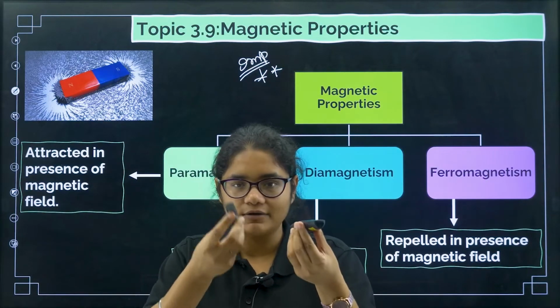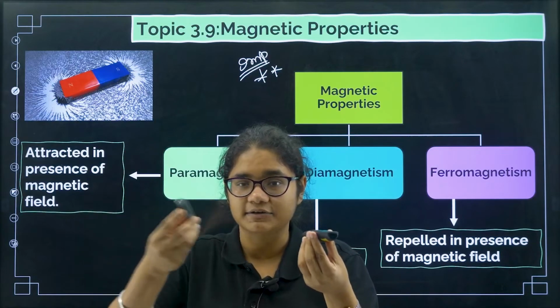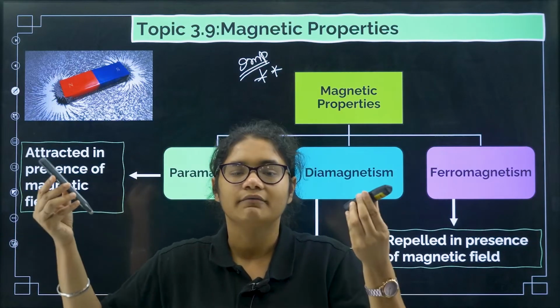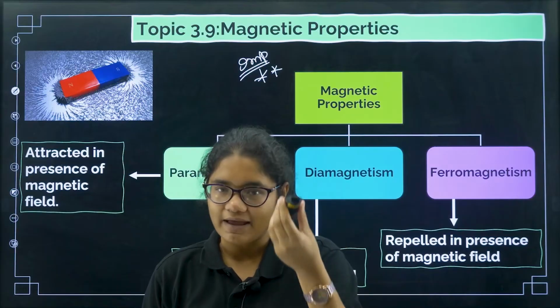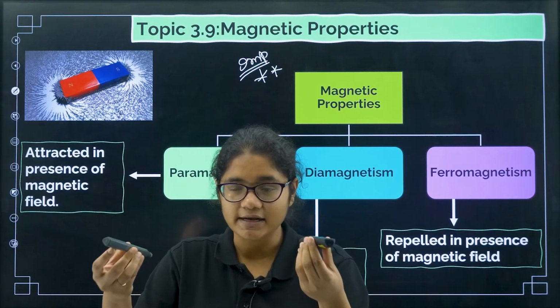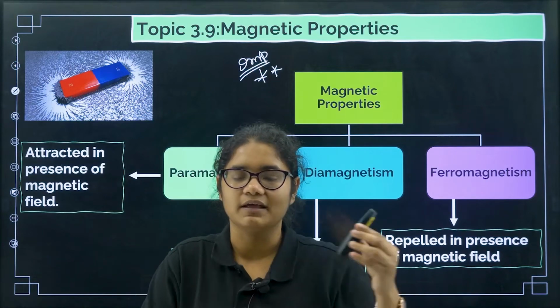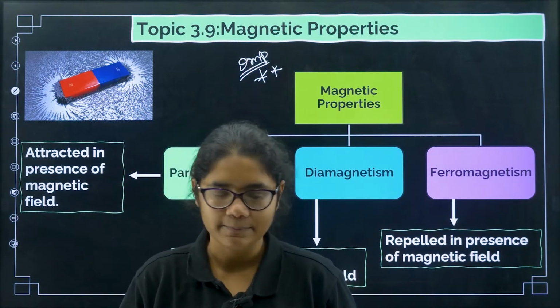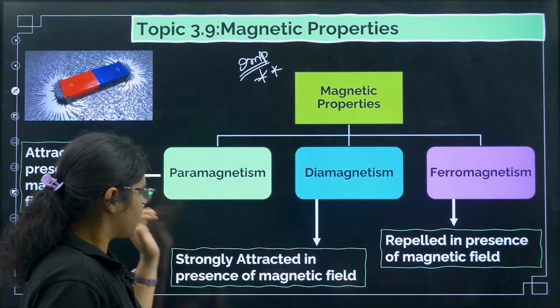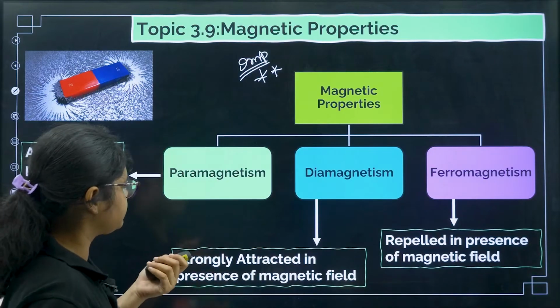If you have kept the magnet, you have kept the metal, and the metal is repelling from the magnet, we call it diamagnetism. Now if we have the magnet, the metal is there and it is very strongly attracted towards the magnet, then we call it ferromagnetism. This is the definition for this one.